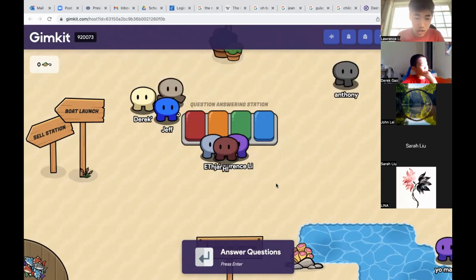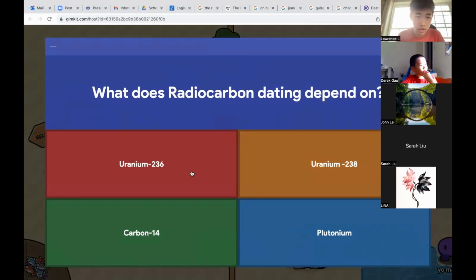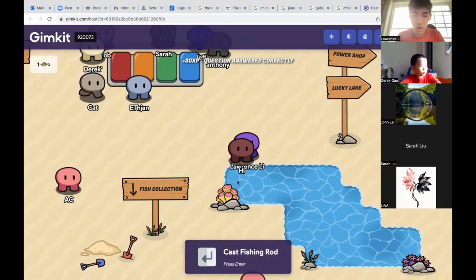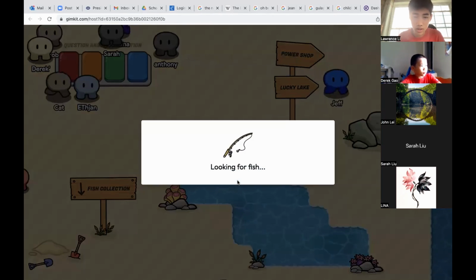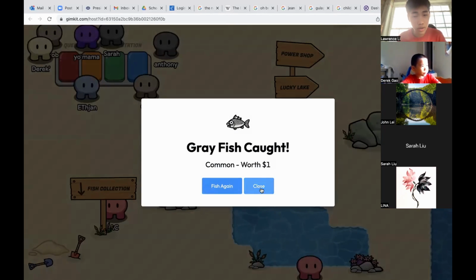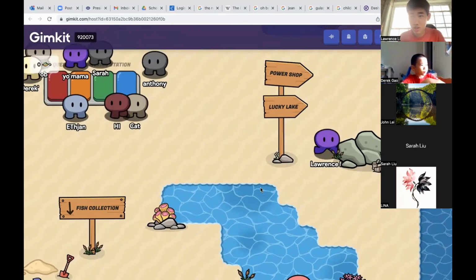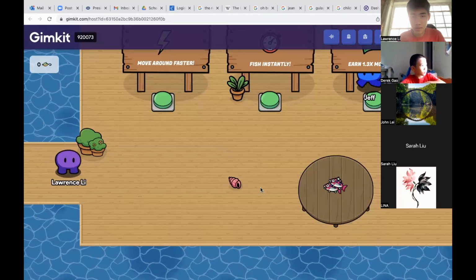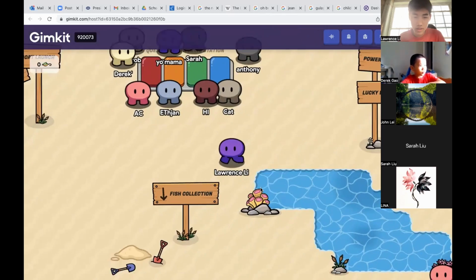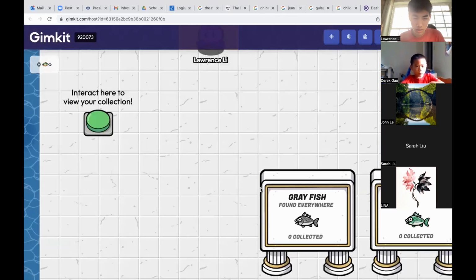Okay, so there's a question answering station. You can press enter. And what does radiocarbon dating depend on? If you answer the question correctly, you can go over here and throw your fishing rod into the water. And it looks like you can catch fish. Oh, and there's a power shop over there, and there's a fish collection down here.